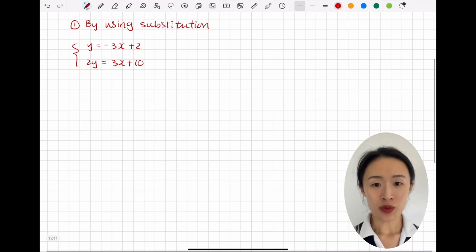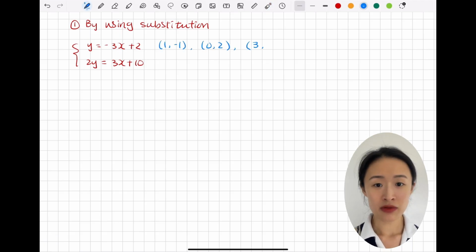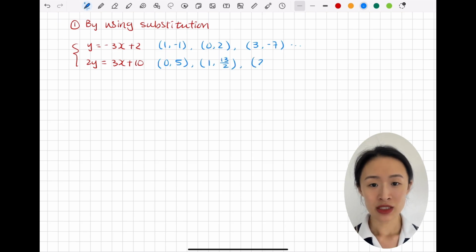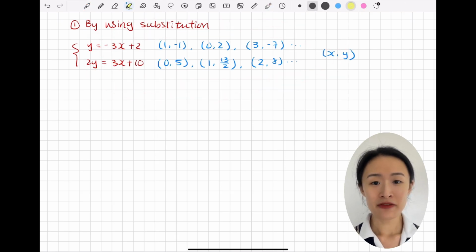What does that mean? For the first equation, I can find infinitely many points that satisfy the equation. For example, when x is 1, y is negative 3. When x is 0, y is 2. Similarly, with the second one, I can find infinitely many points that satisfy the equation. But what we want is to find a special pair of points that is on both the first equation and the second equation. The y in the first equation and the second equation should be the same if we are able to find such a point, and the x should be the same as well.